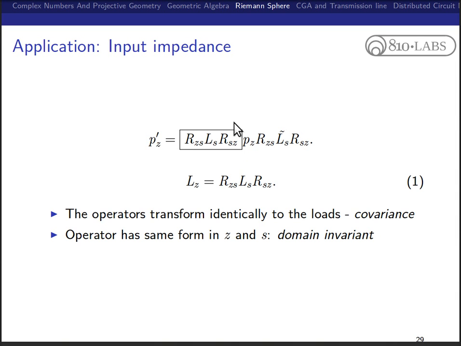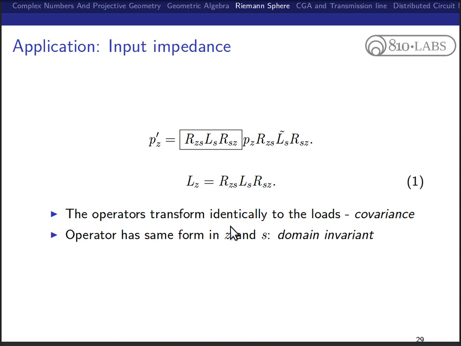Once you do this, you can group everything on the left together and call it a single operator. The thing on the right is just the reversion of the thing on the left, so it follows the rotation form, as expected. And so we've now found the operator for a transmission line in the impedance domain. Note that this is the same as taking a load and rotating it from one basis to another, so we say that the operators transform identically to the loads. This is really important for algorithms because it's simple and clean. This is known as covariance.